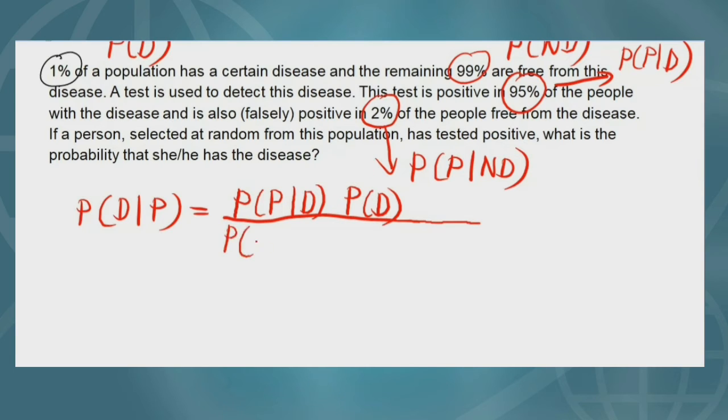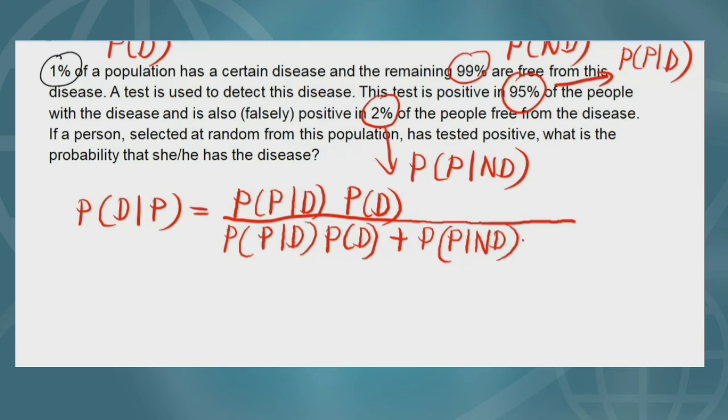So, probability of tested positive given a disease times probability of having a disease, then plus, let us consider also the probability of free from disease. So let's write probability of tested positive given no disease multiplied by probability of no disease or free from disease.